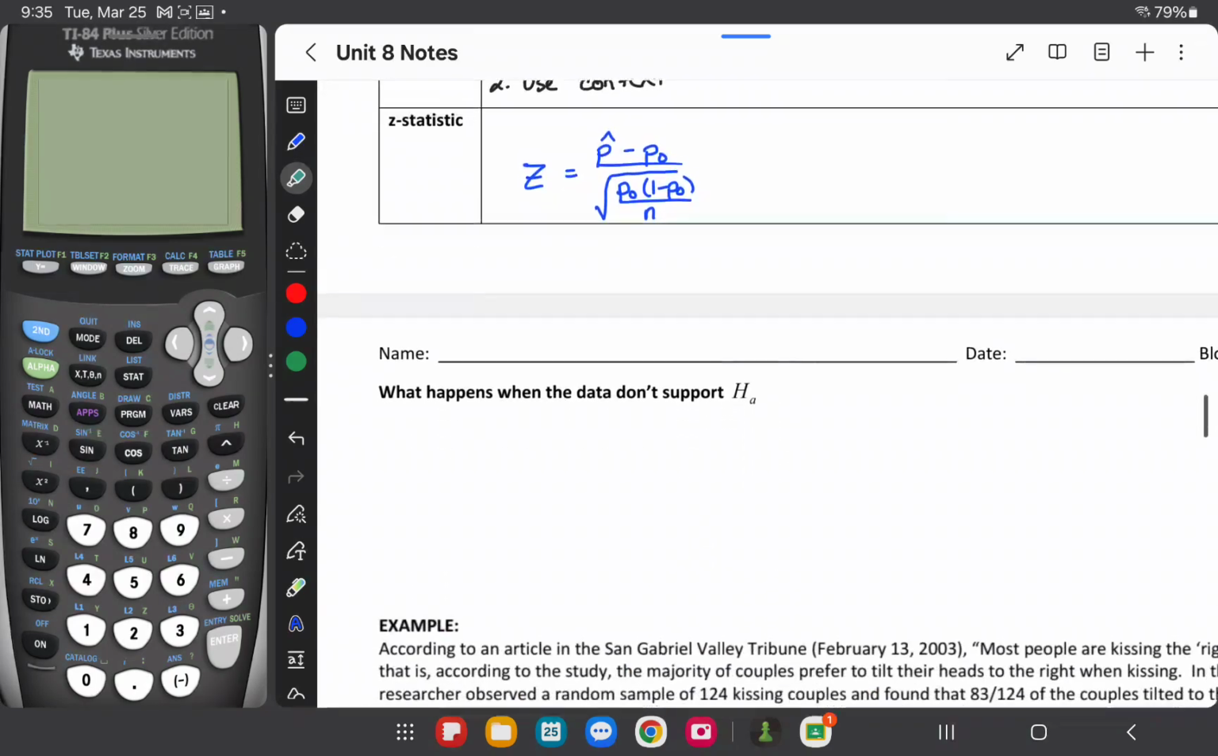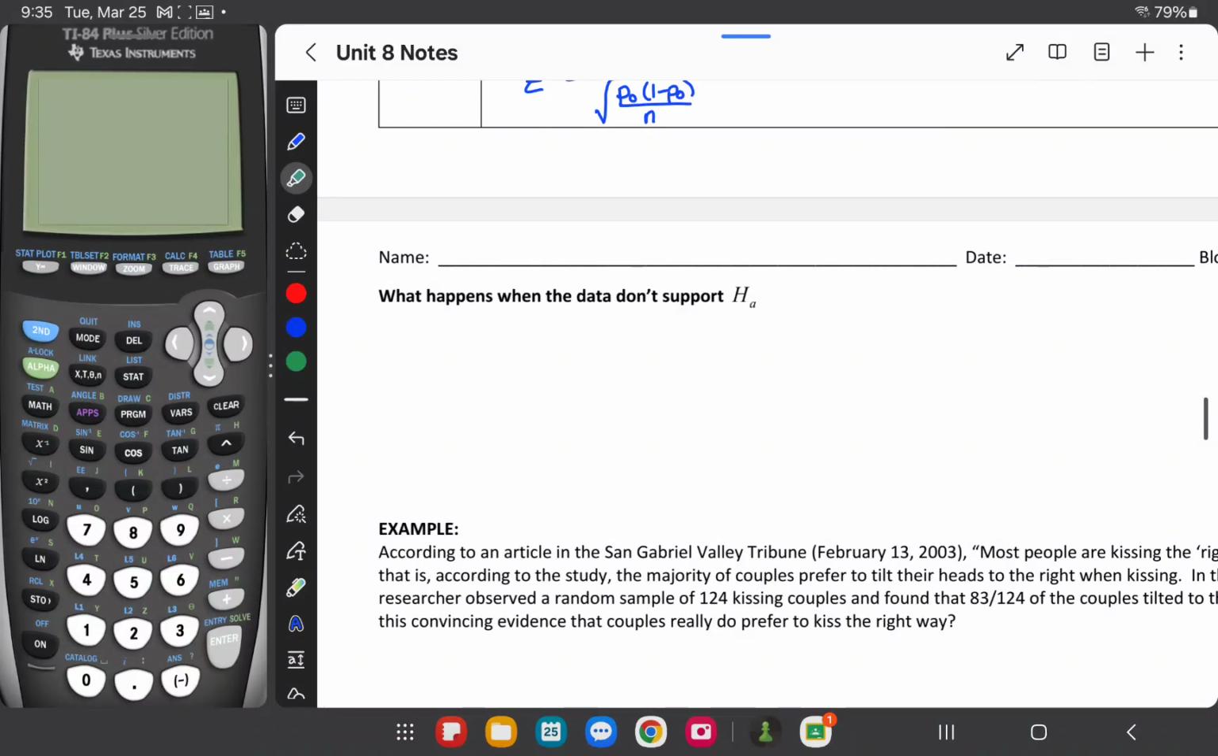So what happens if our data doesn't support our alternative hypothesis? Let's say, for example, for our null hypothesis, we're assuming that it's going to be a proportion equal to 50%, so p null would be equal to 0.5. And then let's say for our alternative hypothesis that our proportion we believe is going to be actually greater than 0.5. And then let's say when we conduct our sample, we end up with a p hat equal to 0.23, which is in the complete wrong direction from what we picked. We thought it was going to be more, it ended up being less.